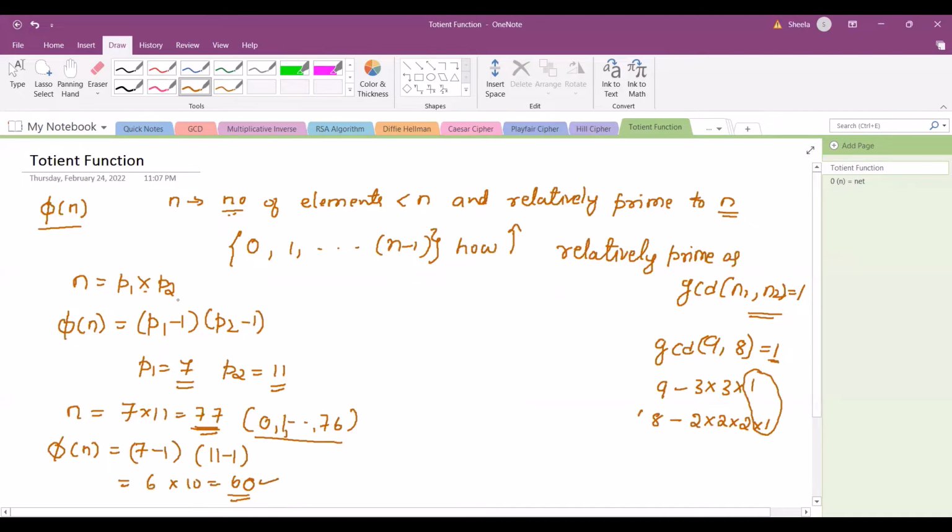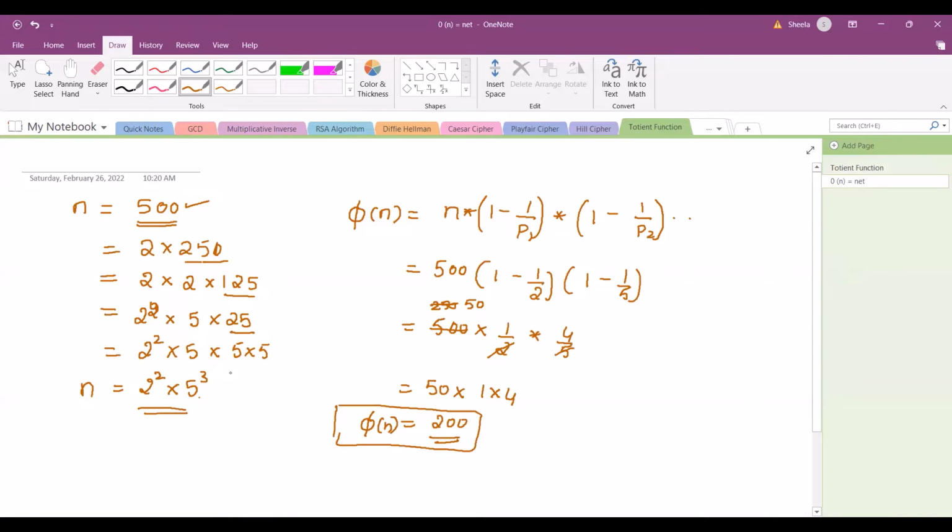So first, to find the totient function, we have to find out whether the number n is a product of two prime numbers. If it is a product of two prime numbers, then directly use this expression. If it is not, then find the prime factors, and using these prime factors we can apply the formula. The general notation for phi of n is phi of n is equal to n into, it is not summation, it is pi, the product of 1 minus 1 by pi. Here i represents the corresponding prime factors. If there are 5 prime factors, we have to consider 1 minus 1 by p1 into 1 minus 1 by p2 up to 1 minus 1 by p5. So like this we are going to consider.